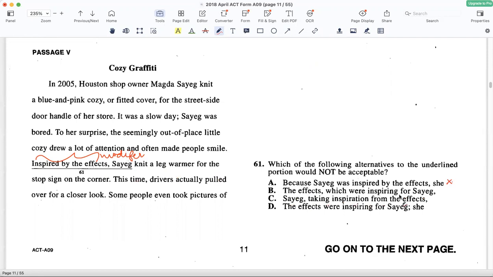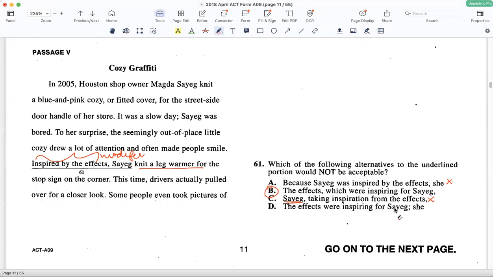The effects which were inspiring for Saik, this is wrong, right? Because this makes it sound that the effects knit a leg warmer, and that doesn't make sense. It is Saik who knit the leg warmer, so this should be my answer. Saik, taking inspiration from the effects, knit a leg warmer. So this is also correct. It was Saik who knit the leg warmer. So this can't be my answer.